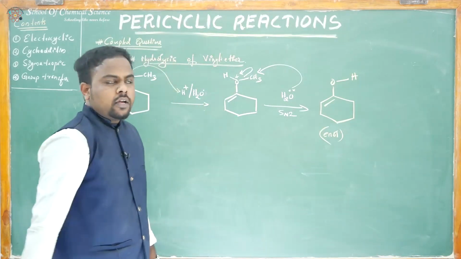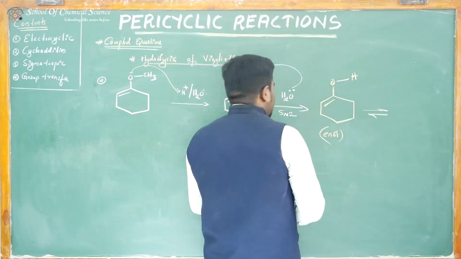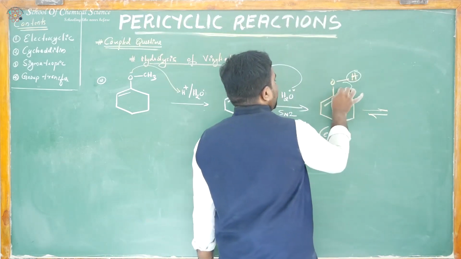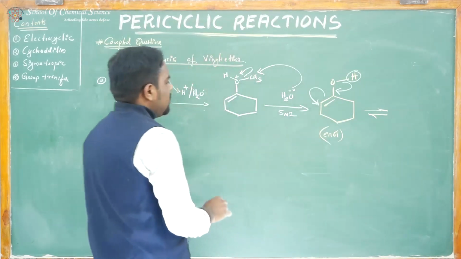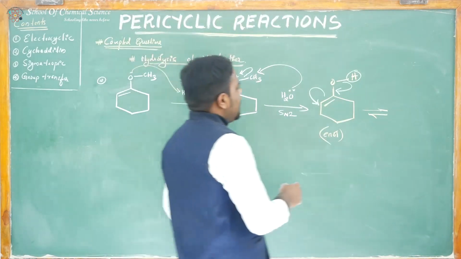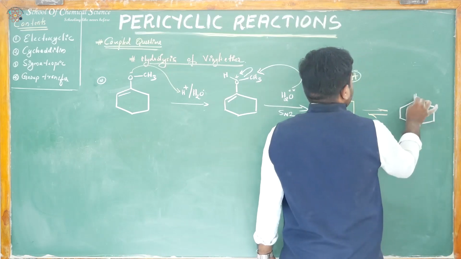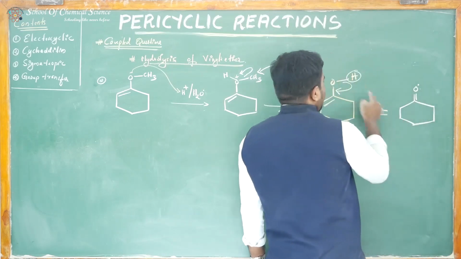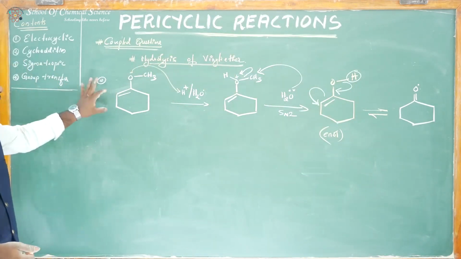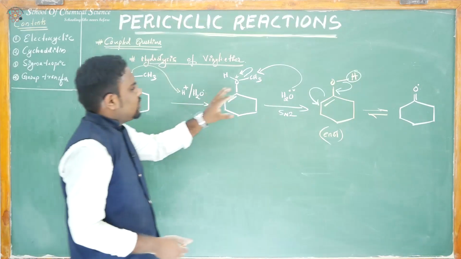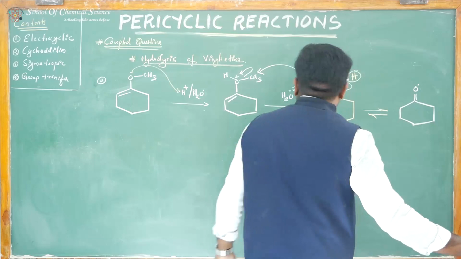What happens? The enol is unstable. That will undergo tautomerism. What is tautomerism? The OH sigma bond makes a pi bond here. This moves towards that carbon, and finally you will get a carbonyl compound, C double bond O. Here the carbanion picks up the H plus. Okay, so a carbonyl compound is formed. So a vinylic ether on hydrolysis forms an enol, which will convert into a carbonyl compound.